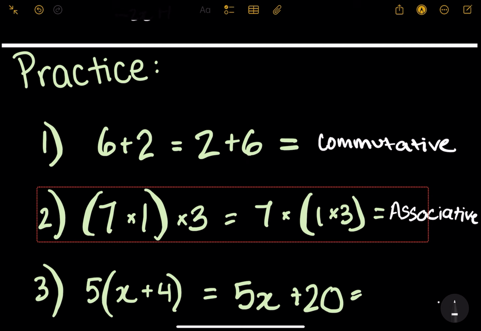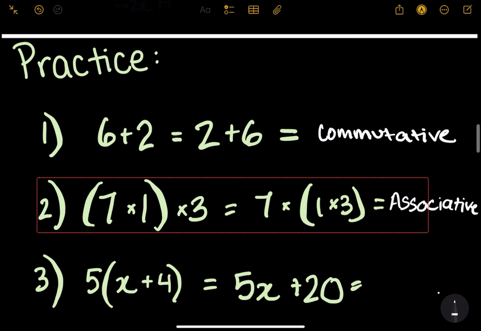It's because it's showing that 7 times 1, doing that first and then multiplying it by 3, is the same as 7 times 1 times 3. And you're changing the grouping symbols.